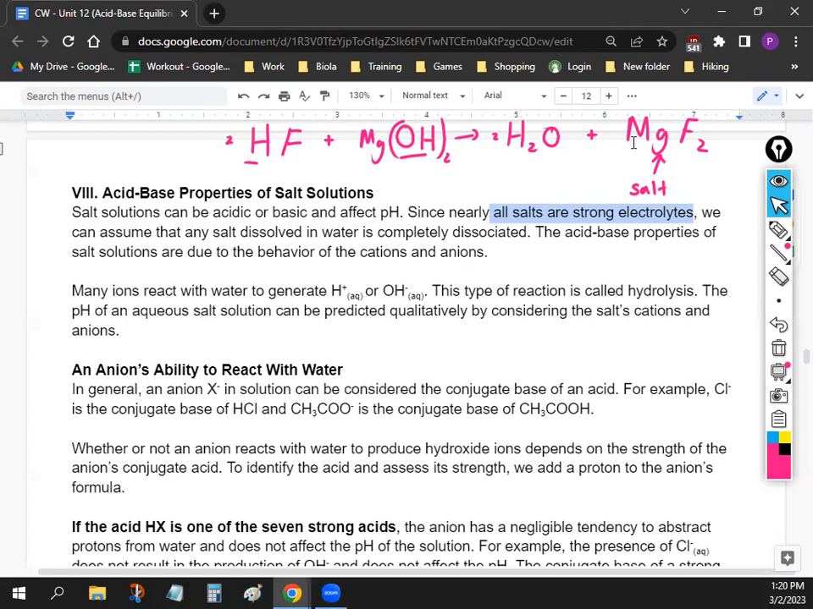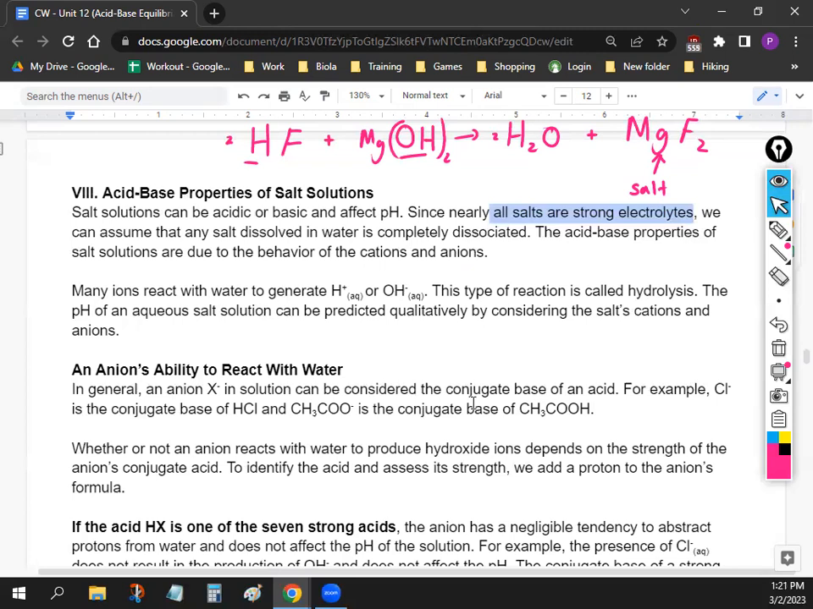Because of that, that's actually going to be changing up some of our calculations. If you have a salt inside of a solution, and if you have an acid and base in there too, the salt is actually going to affect the acid and base's ability to dissociate. And that's what we'll be talking about, but we'll get to that later.